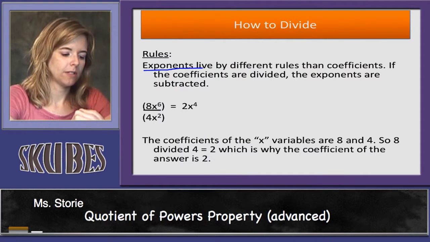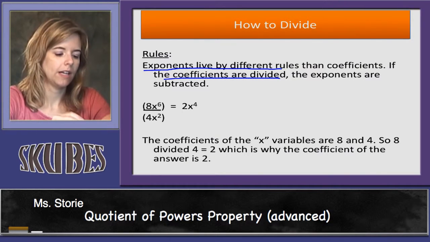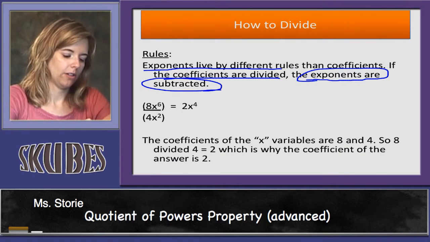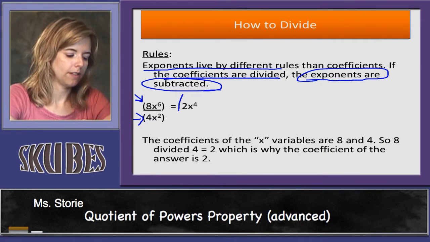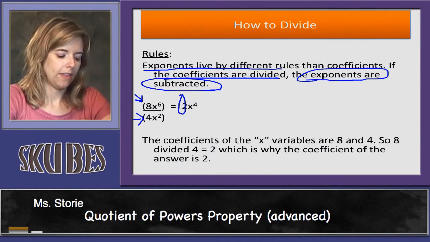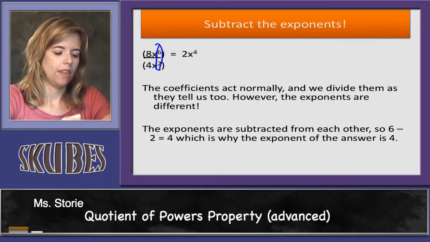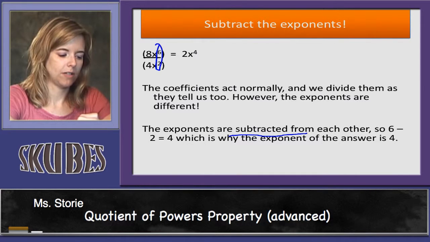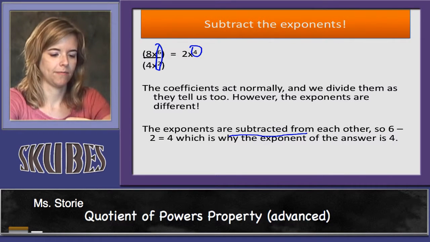Here are the rules. Exponents always live by different rules than coefficients. So if we actually are dividing the coefficients like the problem says we need to, the exponents are subtracted. They do something completely different. Take a look. The coefficients of the variables for x are 8 and 4, and they follow the rule. So 8 divided by 4 would be 2. This is how we got our coefficient of 2. And when we're talking about our exponents, the 6 and the 2, they don't follow the rules. They have to be subtracted instead. So this is how we got 6 minus 2 is 4. We did the division for the coefficients, but we subtracted on the exponents.